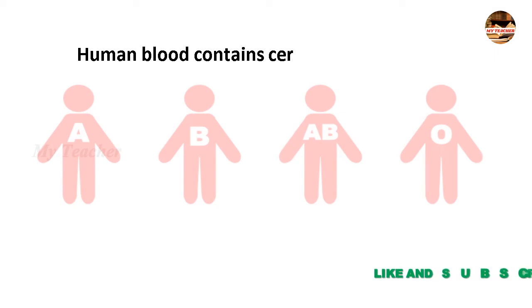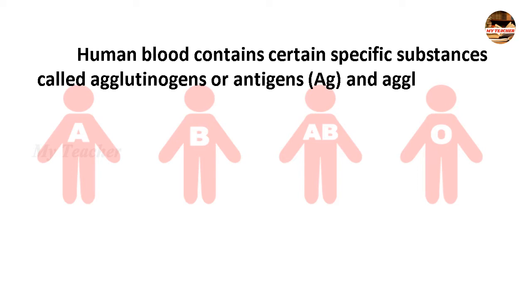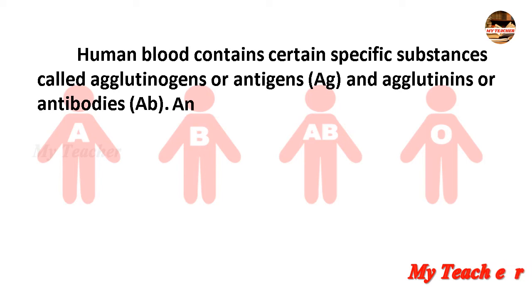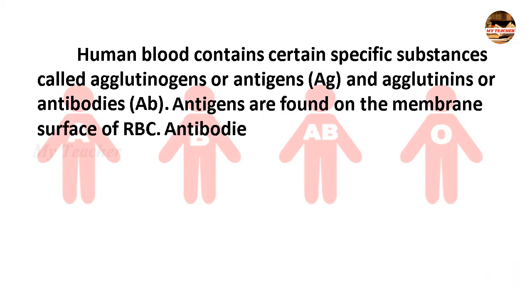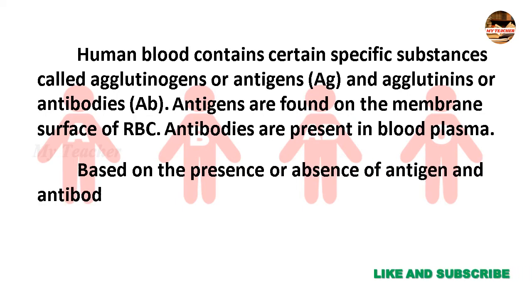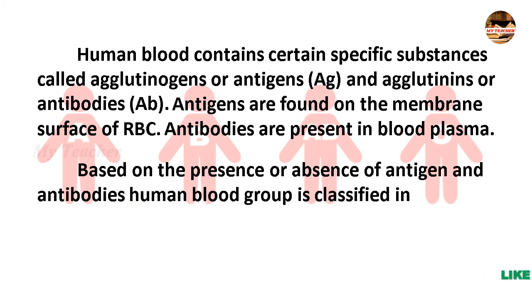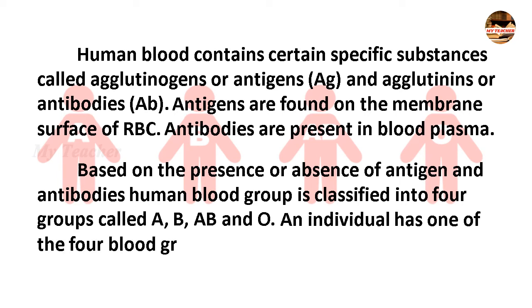Human blood contains certain specific substances called agglutinogens or antigens and agglutinins or antibodies. Antigens are found on the membrane surface of RBC. Antibodies are present in blood plasma. Based on the presence or absence of antigens and antibodies, human blood is classified into 4 groups called A, B, AB and O. An individual has one of the 4 blood groups.